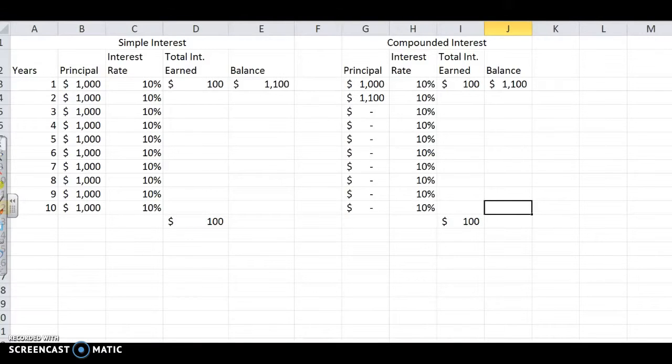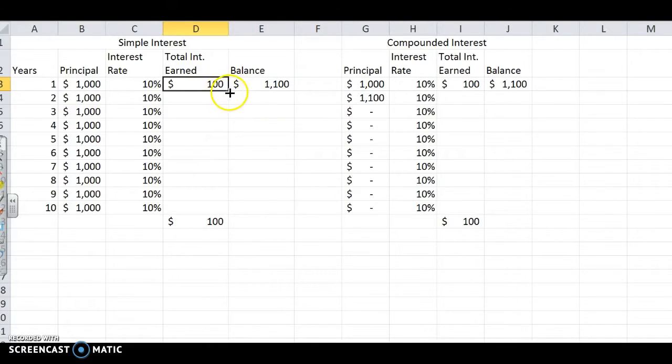Today I would like to show you how simple interest compares to compounded interest. We're going to look at a principal balance of $1,000 that is invested at a 10% rate of return for 10 years. Under simple interest calculation, the principal times the interest rate results in an interest earned for year 1 of $100. So our balance at the end of year 1 is $1,000 plus $100, or $1,100.